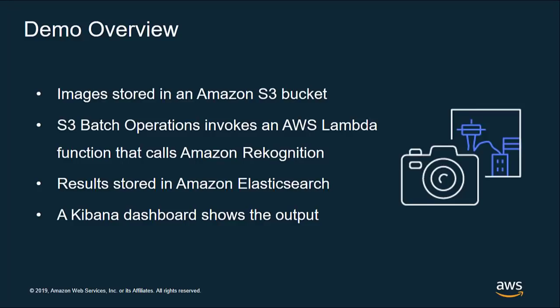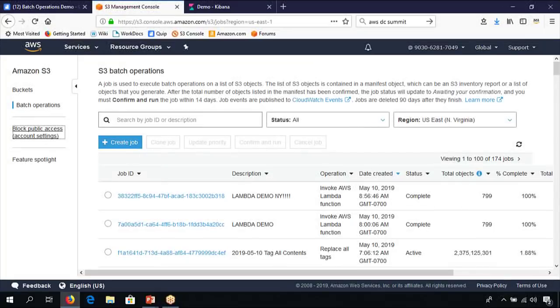So this is one example of what Lambda can do. There are obviously infinite ways you can use AWS Lambda with S3 batch operations, but hopefully this shows you just a little bit about what you can do with this feature in Lambda. So let's jump over to our demo. Here we are in the S3 batch operations portion of the S3 console.